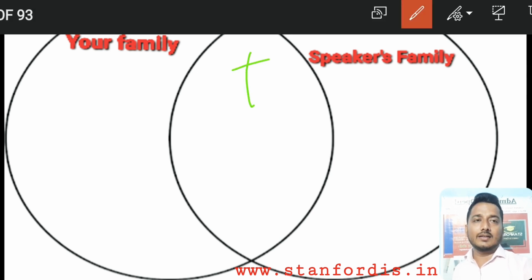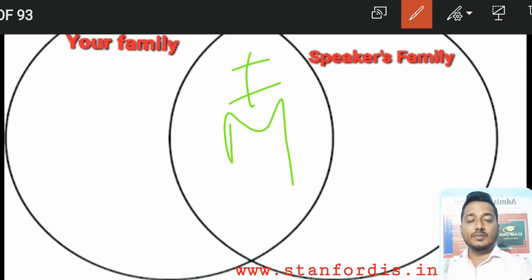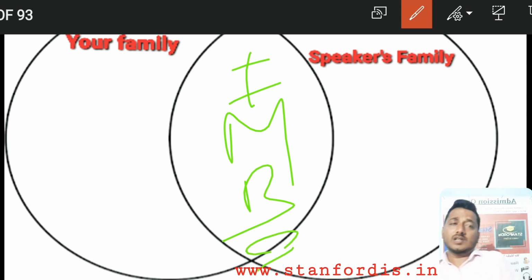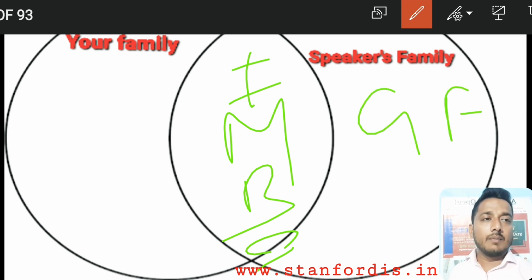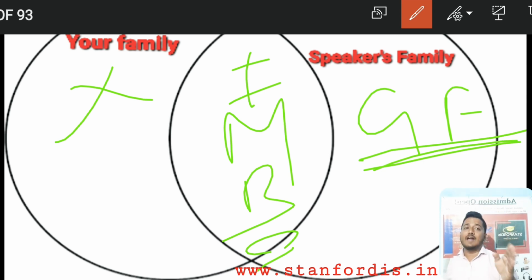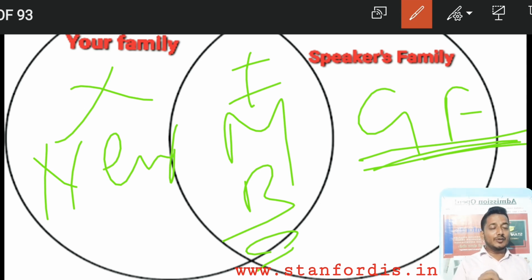You have a father, the speaker's family also has a father. You have a mother, the speaker also has a mother. You have a brother, the speaker also has a brother. You have a sister, the speaker also has a sister. Suppose that the speaker's family has a grandfather, but you don't have a grandfather, so you will write grandfather here. Suppose that you have a nephew, but the speaker's family doesn't have a nephew, so you're going to write nephew here, okay? So I hope you understood how to use a Venn diagram, how to write differences, how to write similarities in a Venn diagram, how to use a Venn diagram in terms of documentation.